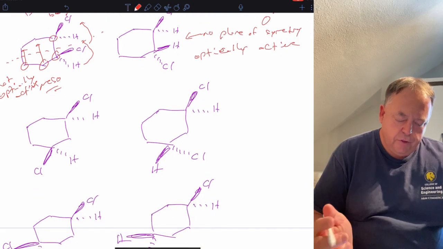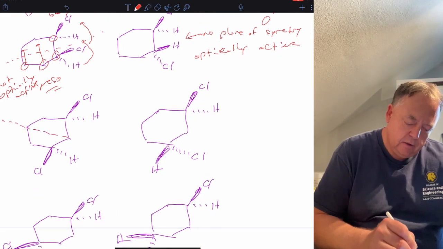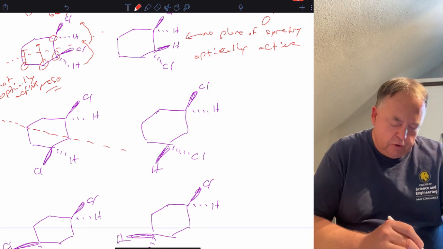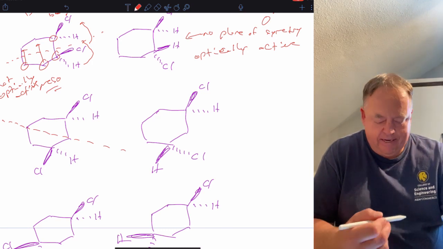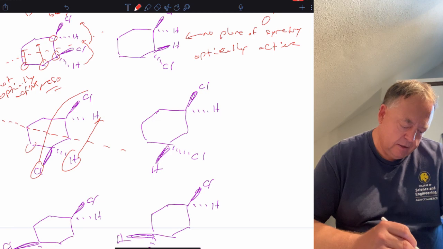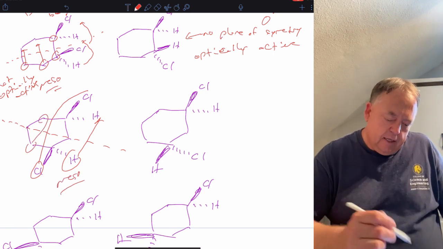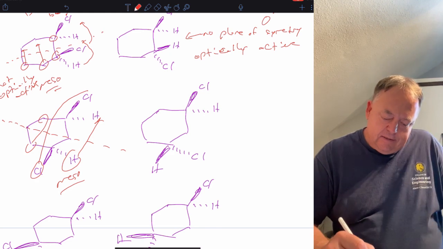Okay, if we go to the 1,3 isomer, the cis, there is a plane of symmetry. It's right there. So the 2 CH2s in the plane don't reflect into anything because they're in the plane of symmetry. But this chlorine would reflect across the plane to that one. This would reflect across the plane to that, and this would reflect across the plane to that. So this is meso. So that's not optically active. This is.